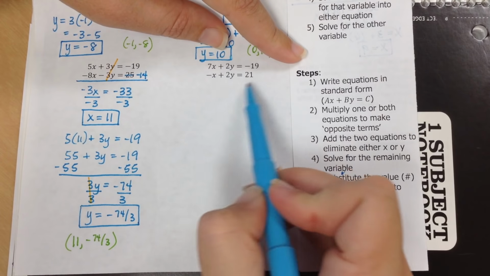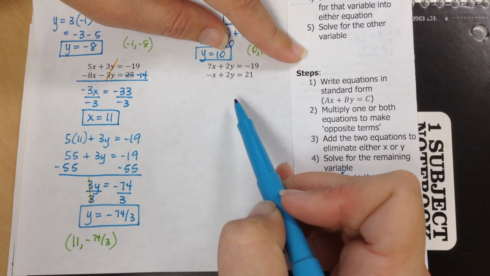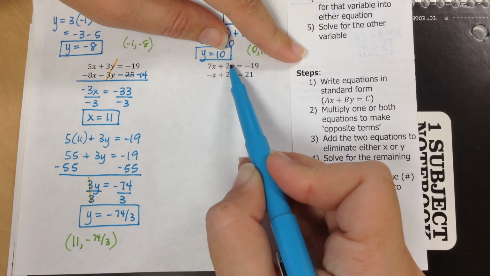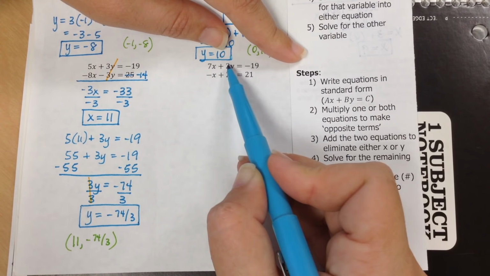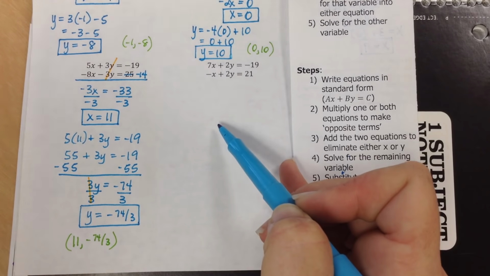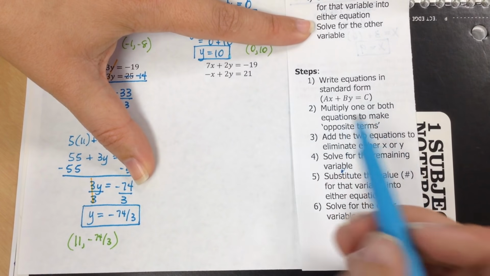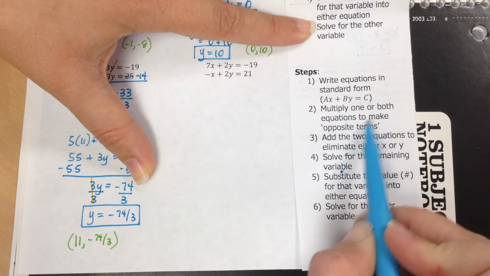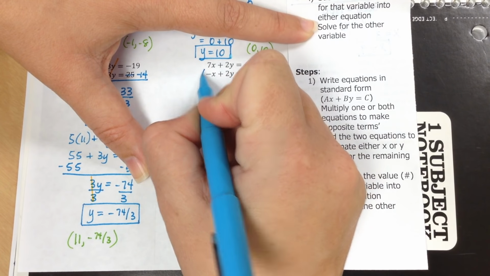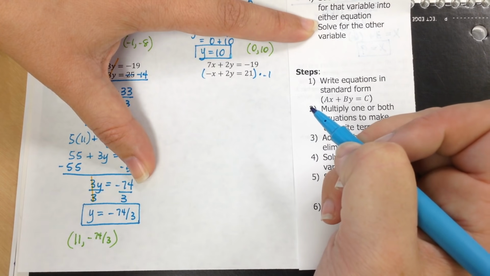So we want to look at these two equations and see if there's already something that will eliminate right off the bat. I don't see anything that will eliminate. I do see 2y and 2y. However, they're both positive. If I want them to eliminate, one of them is going to have to be negative. So what I'm going to do is multiply one or both of the equations to make opposite terms. So I'm going to take this equation and multiply it times -1, the whole equation.